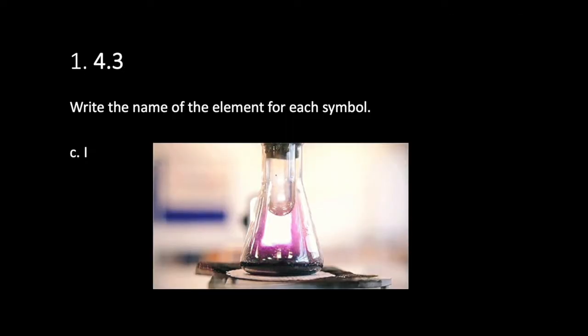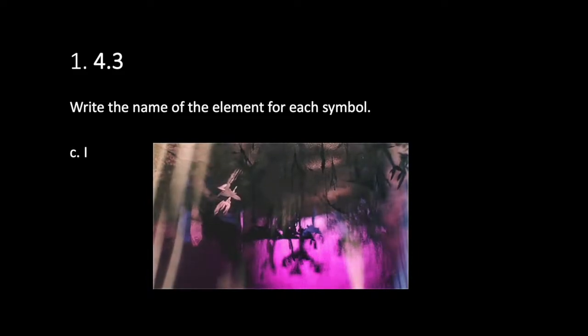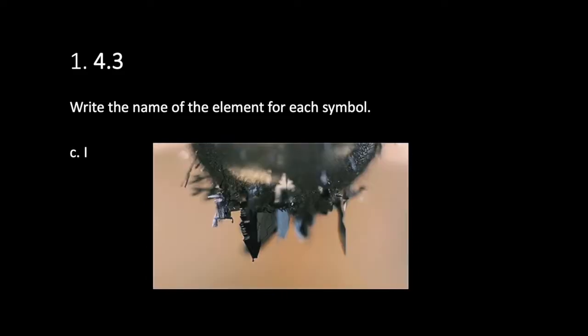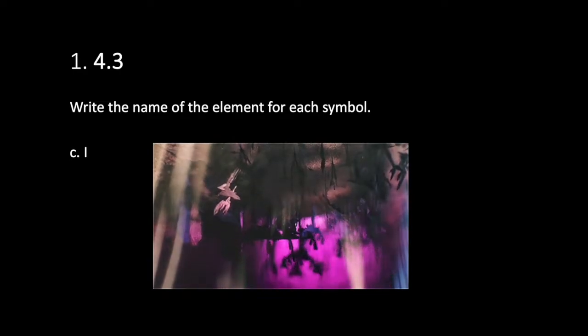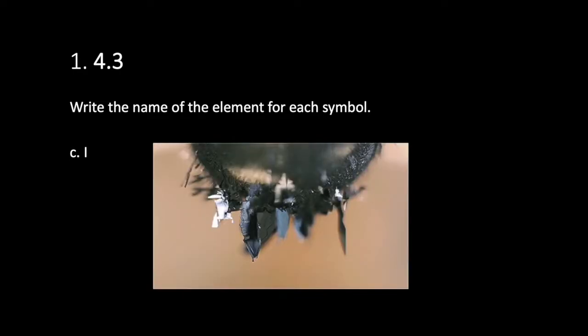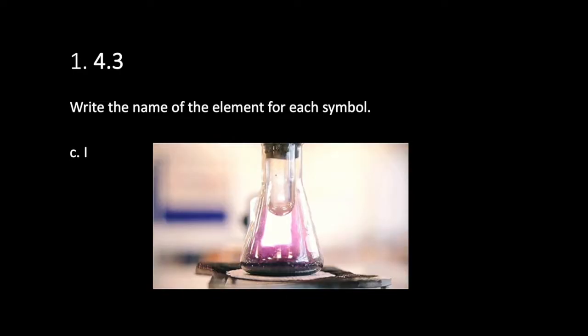C is just a capital I, and I is iodine. It's a dark, purple solid that sublimes. And sublimation is when something goes directly from being a solid to a gas. It doesn't go from solid to liquid to gas, it just goes directly from solid to gas. And you can see that happening here.